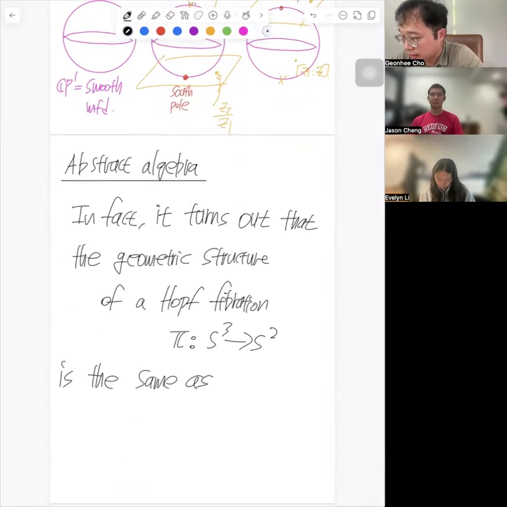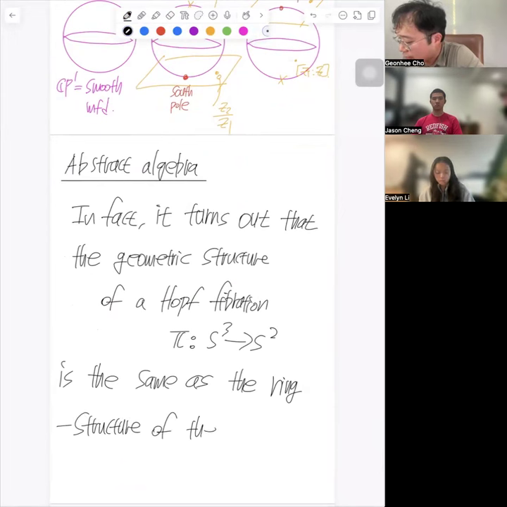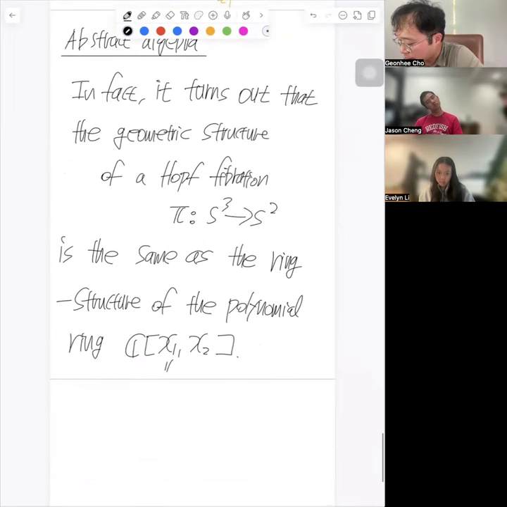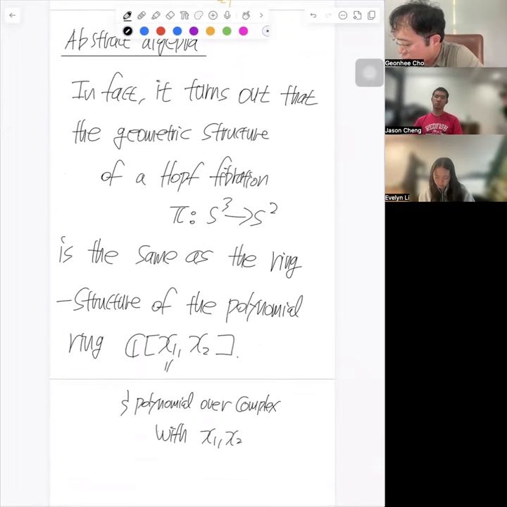Understanding is not very concrete, so let me say concretely, the ring structure of the polynomial ring C with x1 and x2. So this is just a polynomial ring over the complex numbers with x1, x2 indeterminates. Let me just say variables.